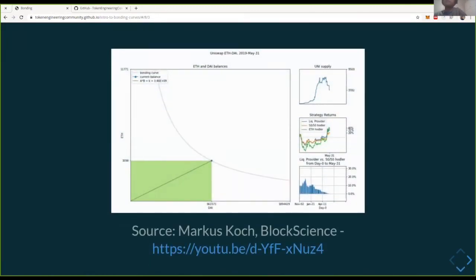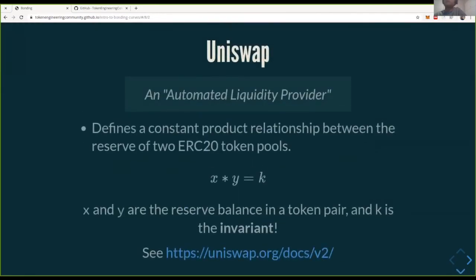Here you can see a basic model as modeled by Marcus from Block Science, where, as your reserve of one or the other of the tokens, in this case Ethereum or DAI, changes, your price along this curve is adjusted to match this relationship.